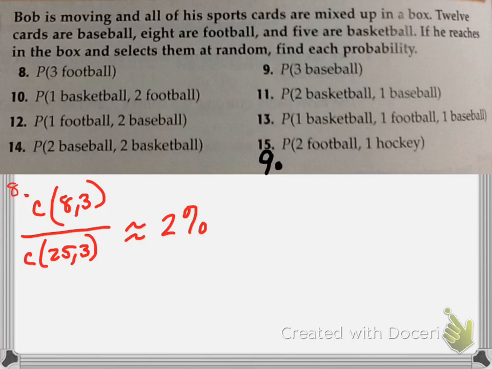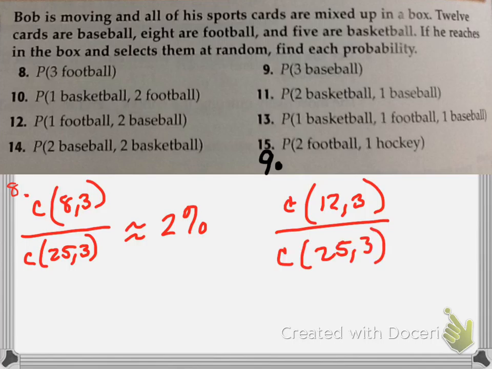Okay, let's do number 9. The probability of 3 baseball would be combination 12-3 over the same denominator, combination 25-3, because you have 12 baseball cards. So it's 12-3 over 25-3. Doing number 9, on your calculator that should be 10%. The fact that there are more baseball cards in the box makes your probability greater. Everybody following?